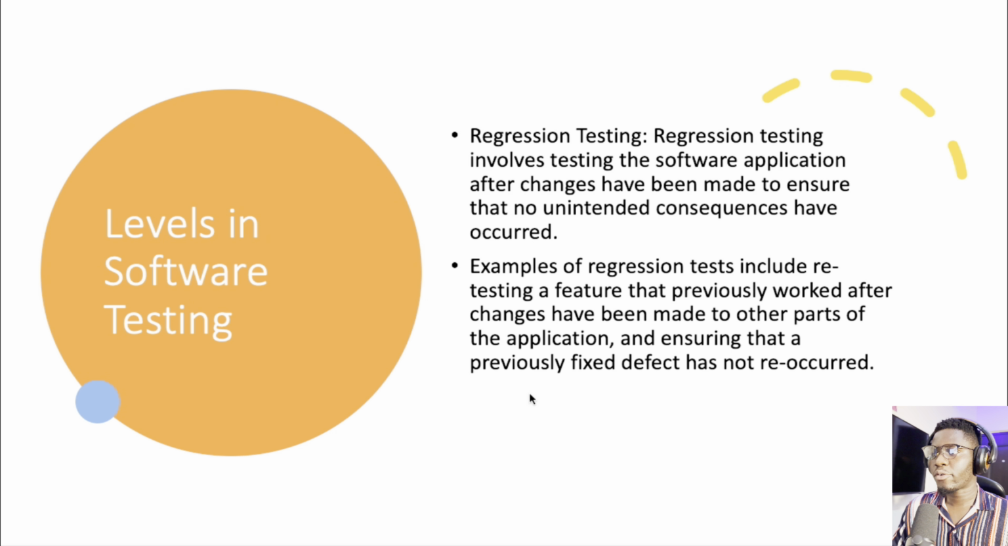Up next, we have regression testing. Regression testing involves testing the software application after changes have been made to ensure that no unintended consequences have occurred. Regression testing, put in context, can be this way.